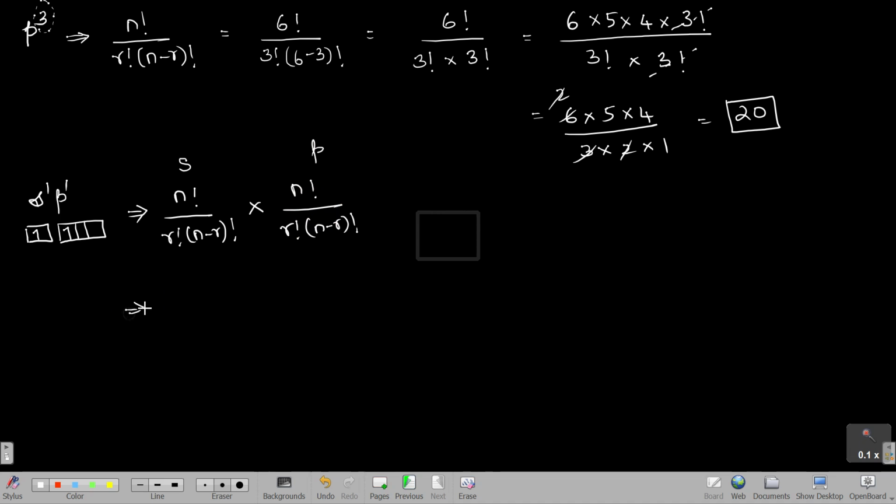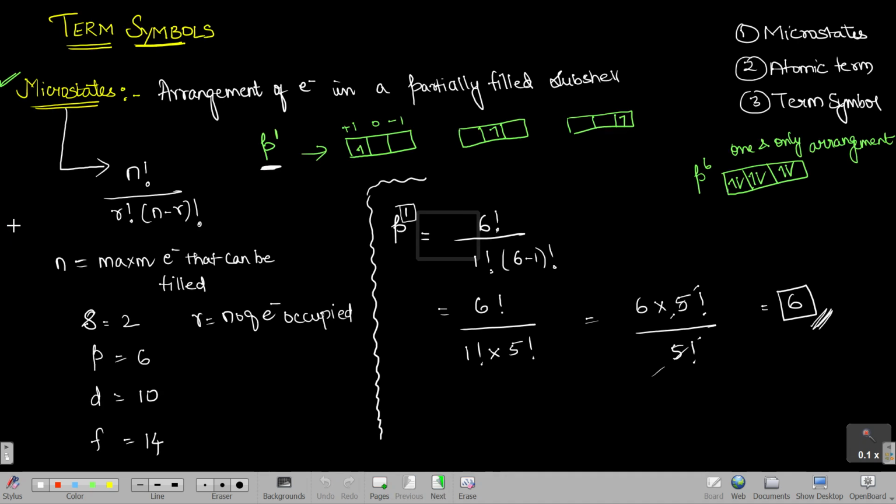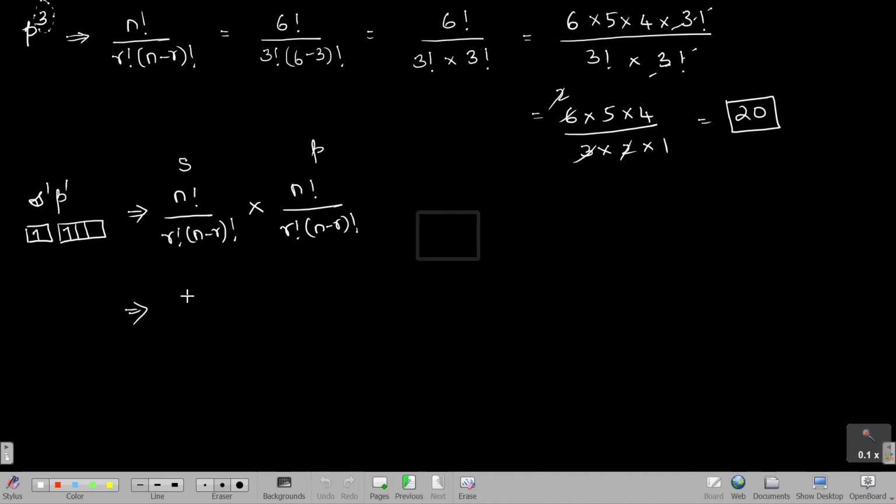Now see, first focus on the S orbital. For the S orbital, the maximum number of electrons that you can fill is 2, because it has only one orbital, and one orbital can have only 2 electrons. So basically for the S orbital, the n value is 2. So 2 factorial divided by the number of electrons that are available here, which is 1. So 1 factorial multiplied by n minus r, so 2 minus 1 factorial.